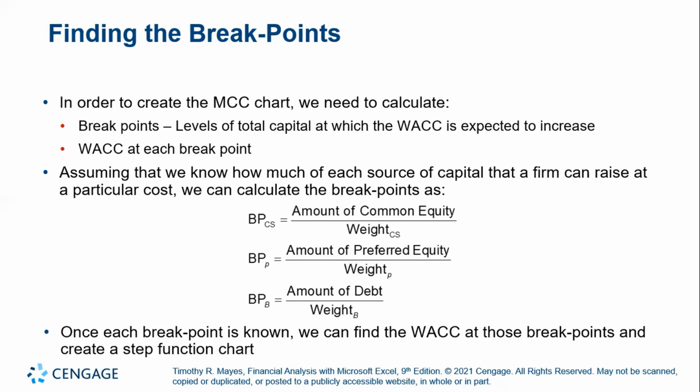The break point of common stock is the amount of common equity divided by its weight. The break point for preferred stock is the amount of preferred equity divided by the weight of preferred stock. The break point of debt is the amount of debt divided by the weight of the debt. Once each break point is known, we can find the WACC at those break points and create a step function chart.